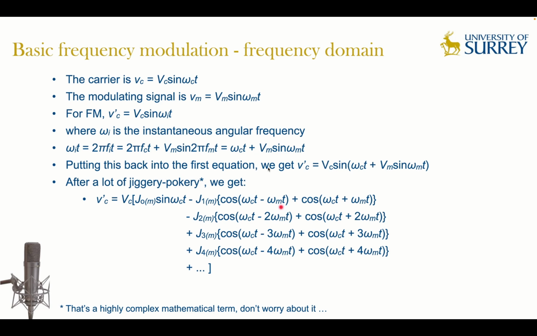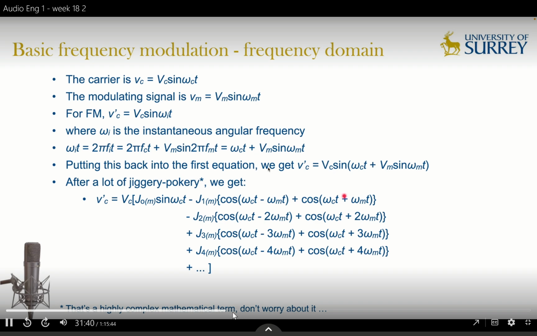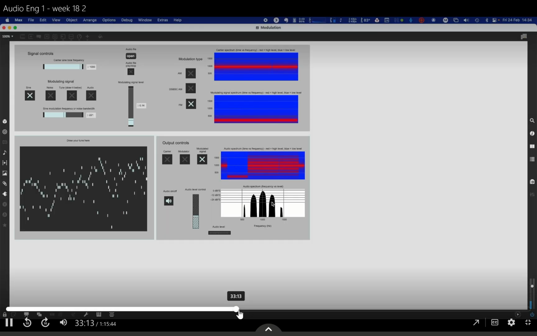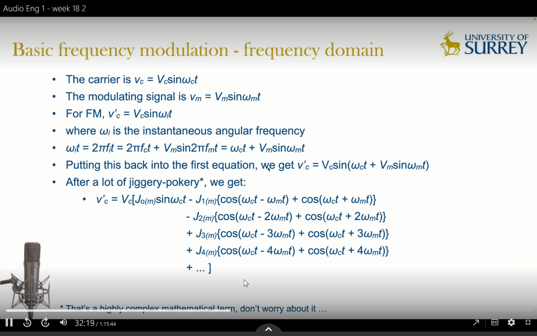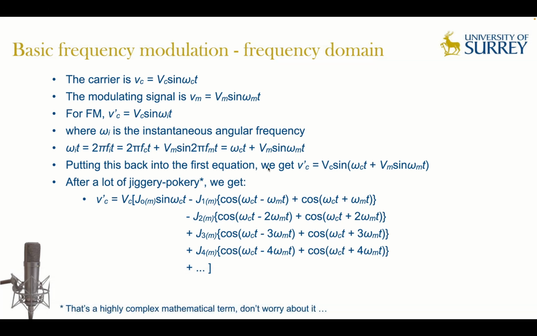It's the carrier frequency minus the modulating frequency. So that's a sideband just as we had for AM. What's this part? Exactly, the other sideband, the carrier plus the modulation frequency. Then another pair of sidebands at the carrier plus or minus twice the modulation frequency, carrier plus or minus 3 times the modulation frequency, carrier plus or minus 4 times the modulation frequency, and all the way on, as I say, to infinity or beyond.